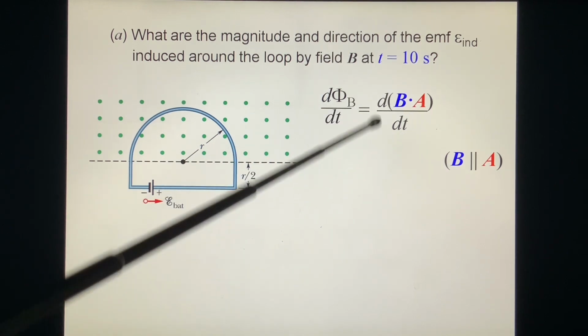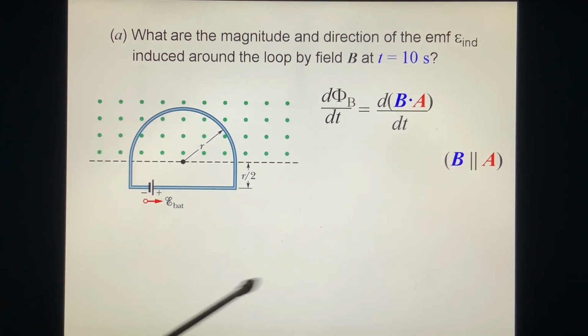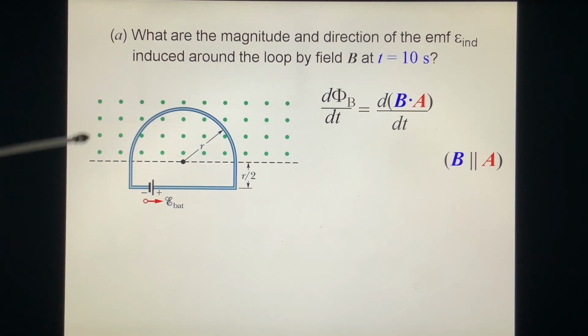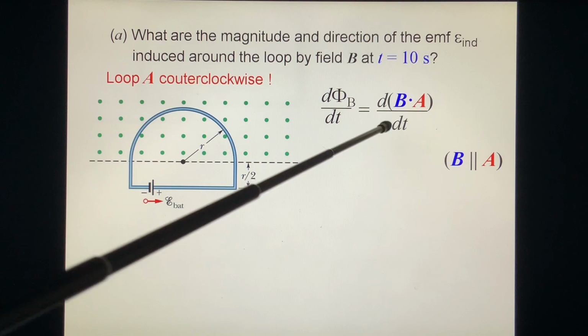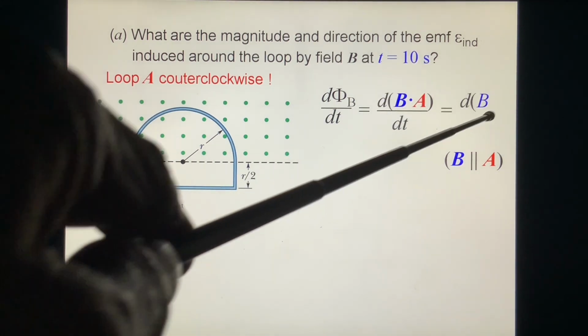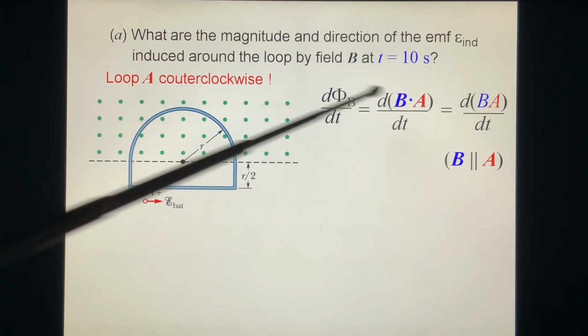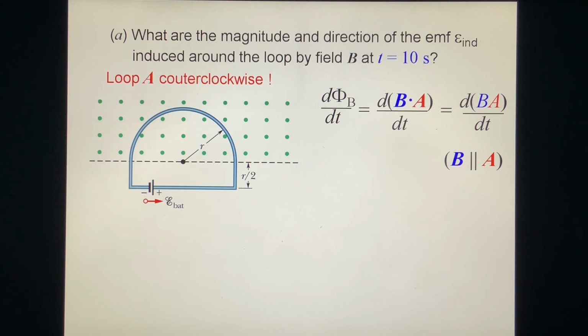If B, we choose to A. B is parallel to A, and in the same direction. B is this direction, A is this direction. So we take counterclockwise as the positive direction for A. It's towards you. So B dot dA equals BA. This means B is parallel to A, and B is in the same direction as A. So this loop's direction is counterclockwise.